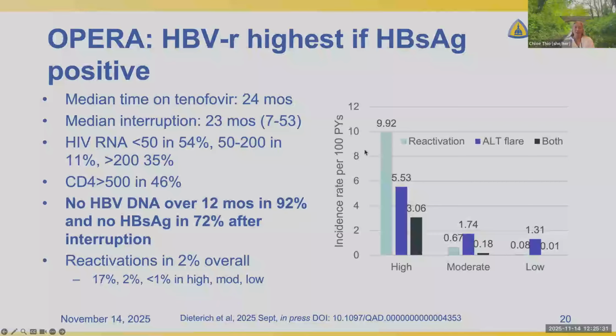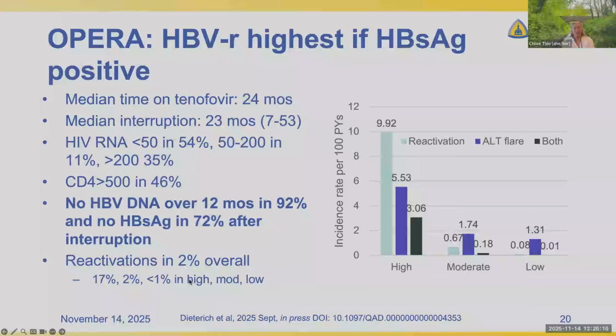You can see this is the incidence rate on the y-axis per 100 person years. So the reactivation rate in those who are high was pretty high, about 10 per 100 person years. Only about half of them were actually clinically evident with an ALT flare, and about 3 per 100 person years had both. And if you look at the moderate and low risk groups, the incidence rates were a lot lower, although they did have a little more ALT flare. So overall, the reactivations were 2%, 70%, 2%, and less than 1% in the high, moderate, and low risk groups.